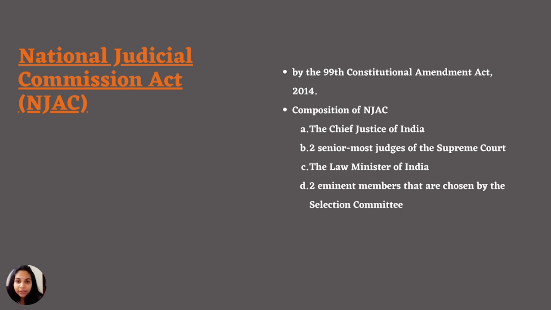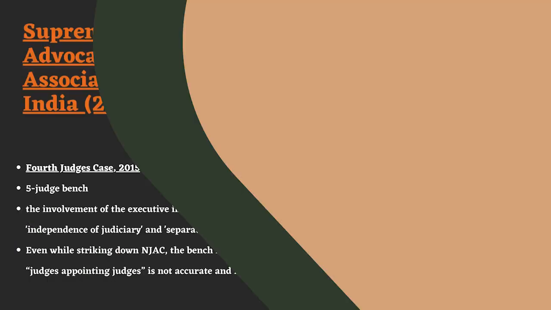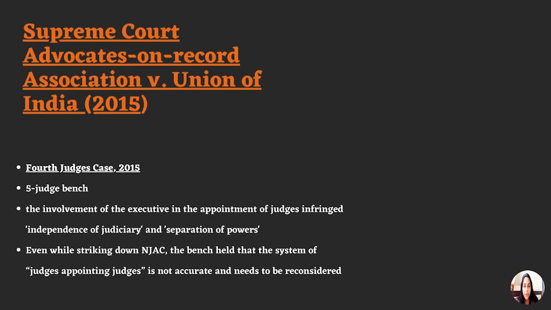But within days of the 99th Constitution Amendment and the NJAC Act 2014 coming into force, the constitutional validity of both the Amendment and the NJAC Act was challenged. In 2015, the constitutional validity of the 99th Amendment and the NJAC Act was challenged in the case of Supreme Court Advocates on Record Association versus Union of India, popularly known as the Fourth Judges Case. In this very case, the bench, after looking into the composition of the NJAC, held that the involvement of the executive in the appointment of judges has the tendency to infringe the independence of the judiciary and separation of powers. This is how the NJAC Act and the 99th Amendment were held to be unconstitutional and void.